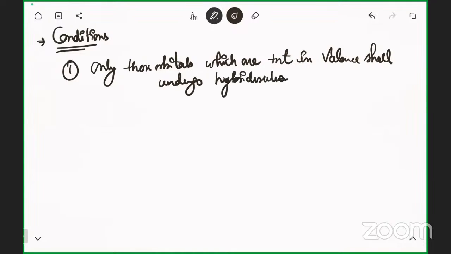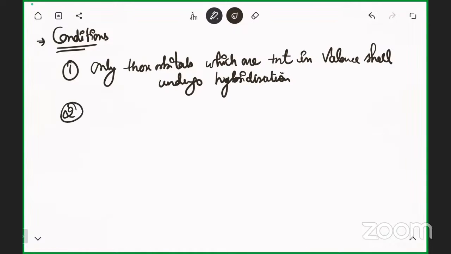These are points you have to remember. Sometimes when you forget a point, you cannot calculate or tell the answer easily. I said only those orbitals which are present in the valence shell.